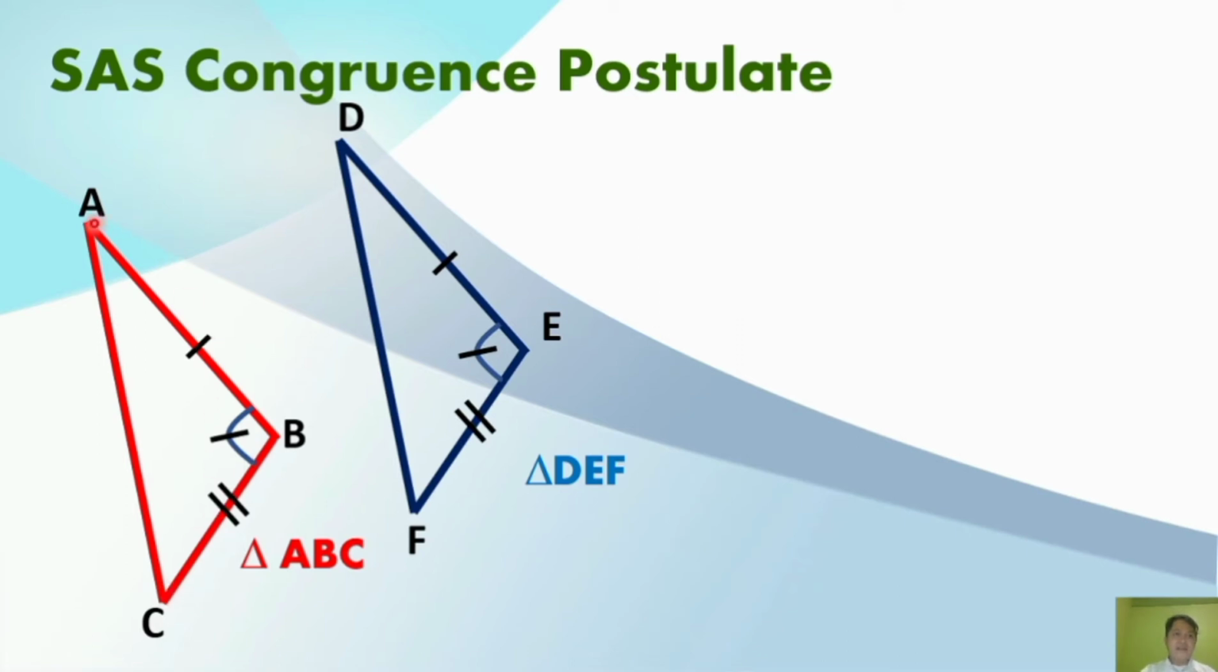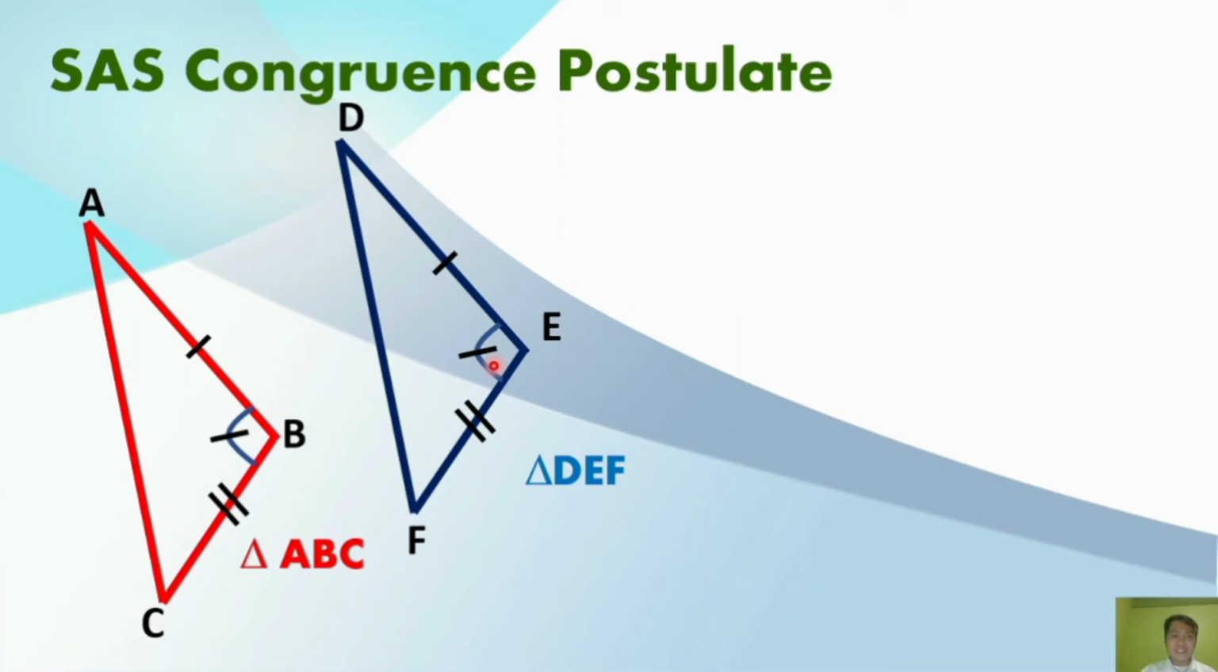So in other words, we have side, angle, side. On the second triangle, ano-ano naman yung mga parts na merong tick marks? Ito po yung tick marks natin. So what are the parts of the second triangle that have tick marks? We have side DE, angle E, and side EF. So we have side, angle, side. What can you say about the two angles that are marked?